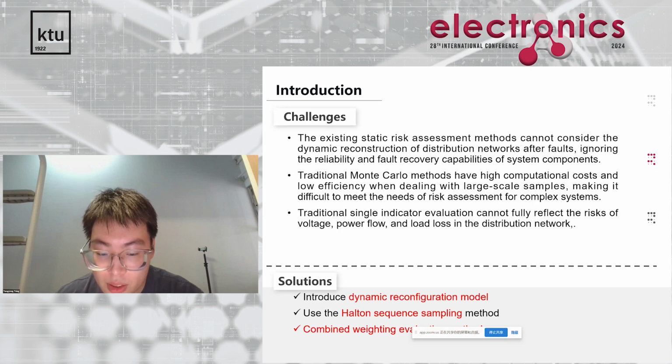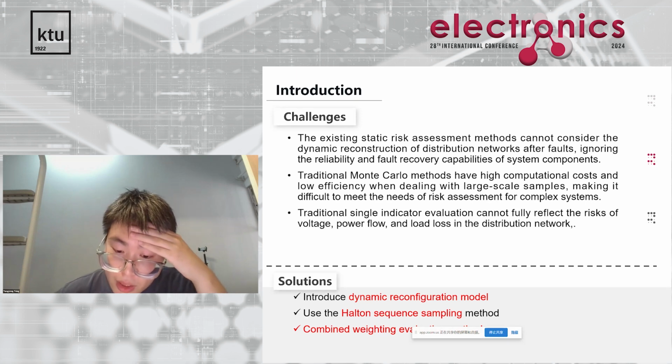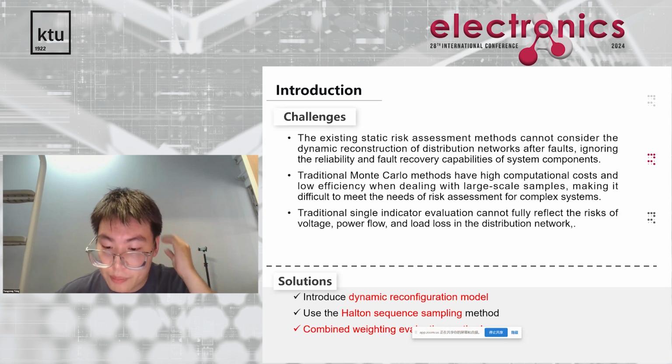As for the second challenge, we use Halton sequences instead of Monte Carlo methods to reduce the number of samples and improve computational efficiency. We combine the analytic hierarchy process and the entropy weight method to comprehensively evaluate the risk of voltage, power flow, and load loss to make the evaluation more objective, and analyze the impact of distributed power sources' location and capacity on system risk.